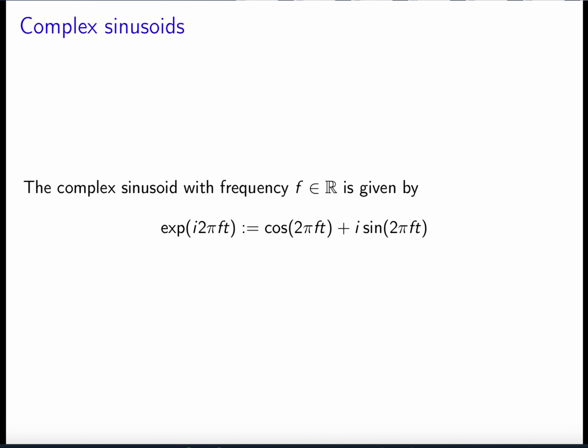So instead, we pay the price of dealing with complex valued functions, which might be a little bit complicated at the beginning, but as you will see, we obtain a very elegant framework. Okay, so what is a complex sinusoid?